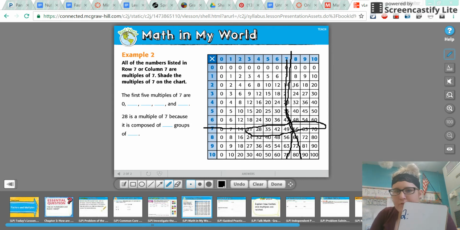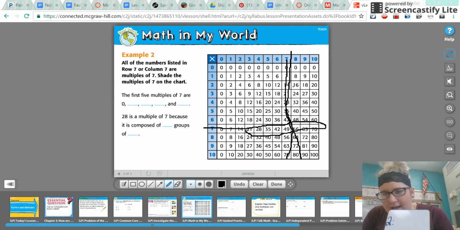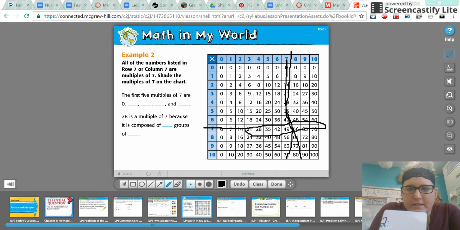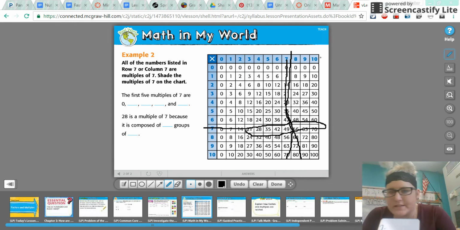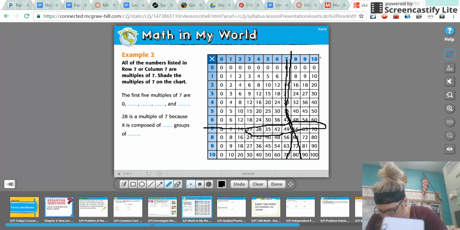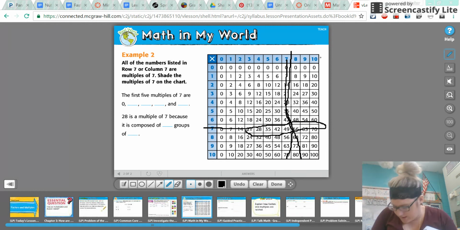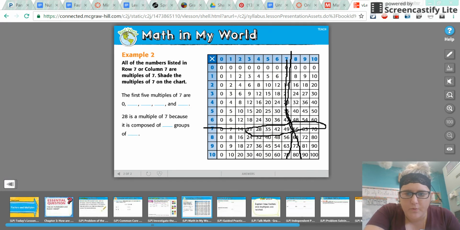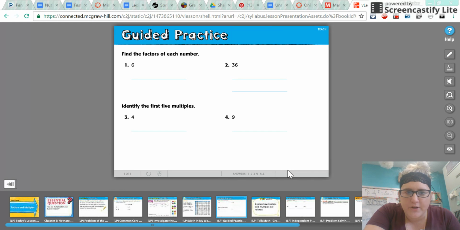Now let's go to the multiples of 3. 3, 6, 9, 12, 15, 18. See how they're just getting bigger? You're just counting each one up that number, okay? So let's go to the next page, 175, and I'm going to go there with you. Let's go to 175 in your book.